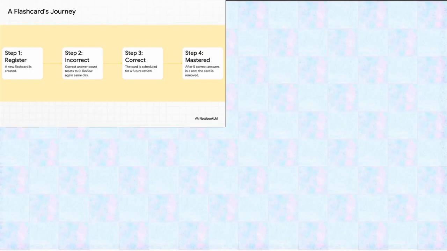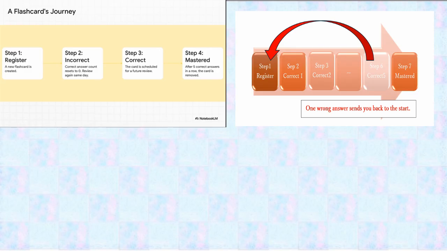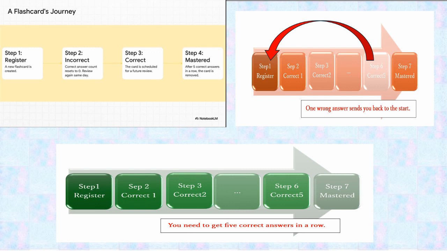But here's the tough love part. If you get it wrong, just once, your streak resets all the way back to 0. Bam. That card is coming right back into the rotation for you to try again that same day. But after you nail it 5 times in a row, the app decides, okay, you've got this, and it considers the card mastered and takes it out of the active deck. This is fantastic because it means you stop wasting time on stuff you already know and focus only on what you really need to learn.